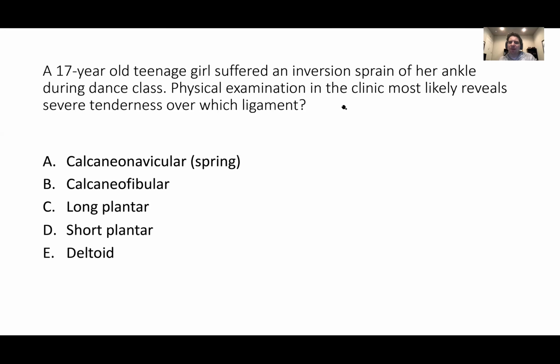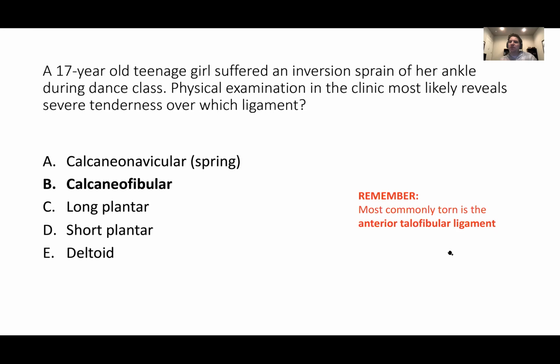All right, so remember, because it may not be intuitive, if you have an inversion sprain, your foot is turning inward, you stretch the ligaments on the lateral aspect of the foot. Just like with an eversion sprain, you're stretching the medial ligaments. Here we're talking about an inversion sprain, which is classically what you think of when you twist your ankle: your foot turns inward. So you're stretching the lateral aspect. From the options provided, the calcaneofibular is the one we're talking about. It's the one on the lateral side that's stretched.